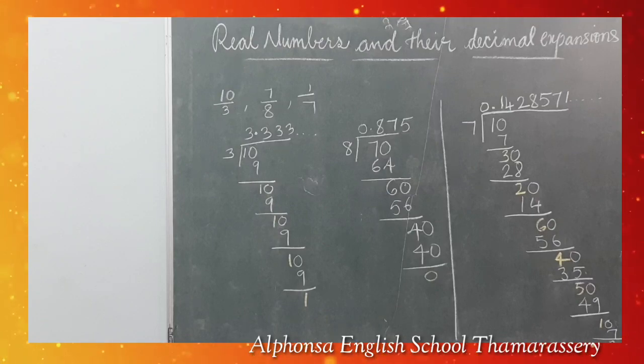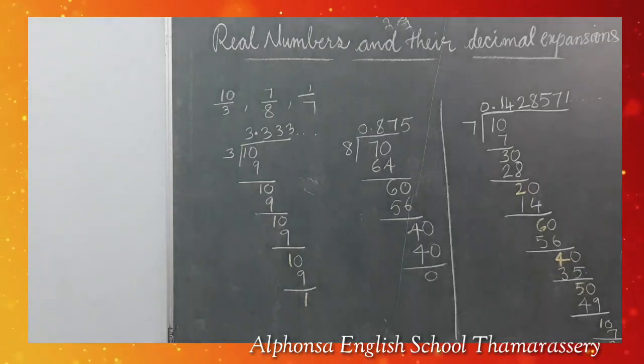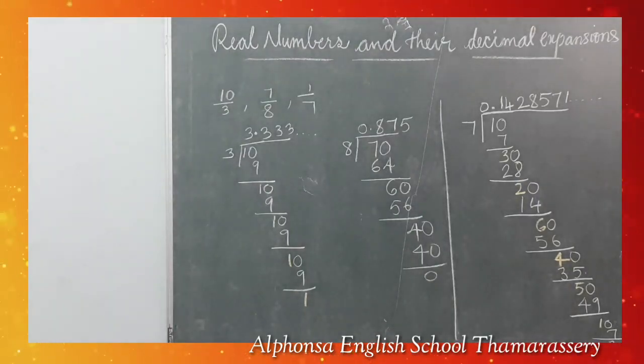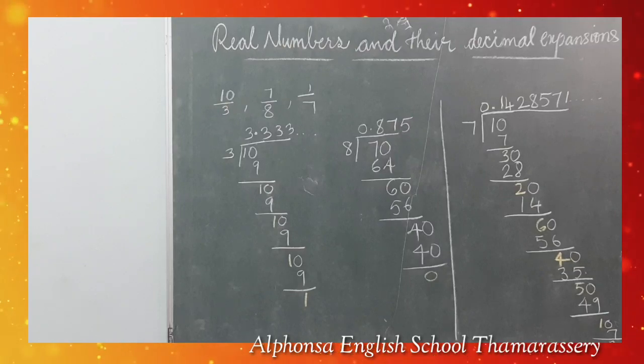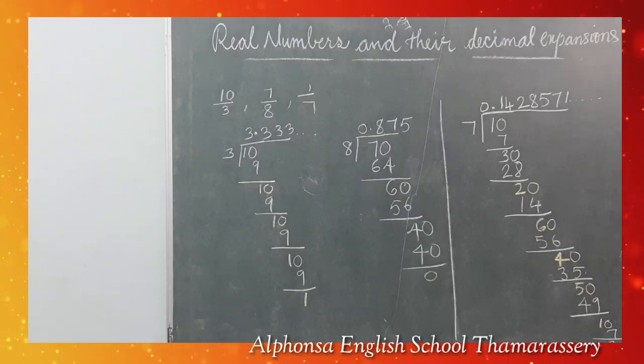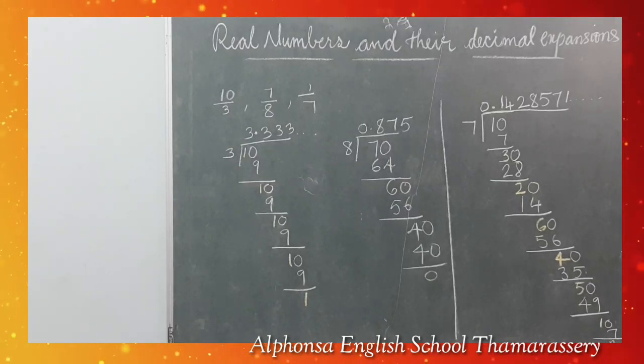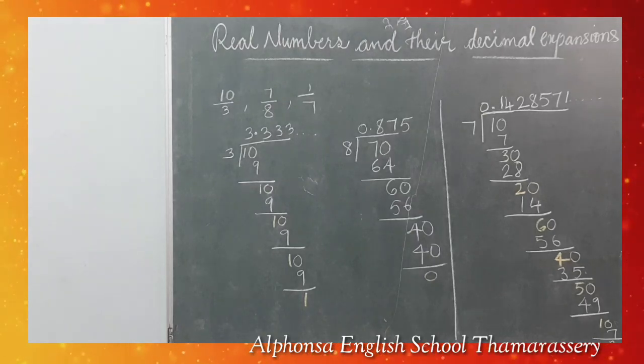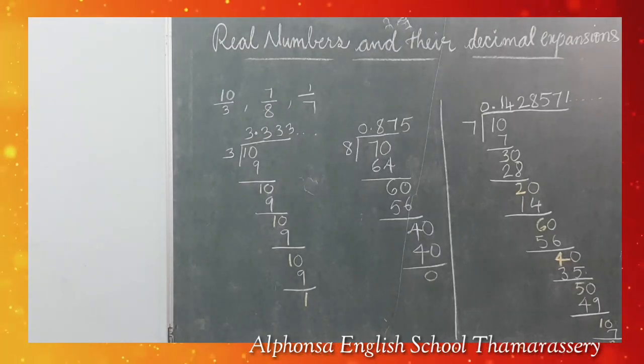Look at the example 10 by 3. Here the divisor is 3. The remainder is 1. 1 is smaller than 3. And look at the example 1 by 7. There the remainders are 3, 2, 6, 4, 5, etc. So these numbers are smaller than 7. The divisor is 7.